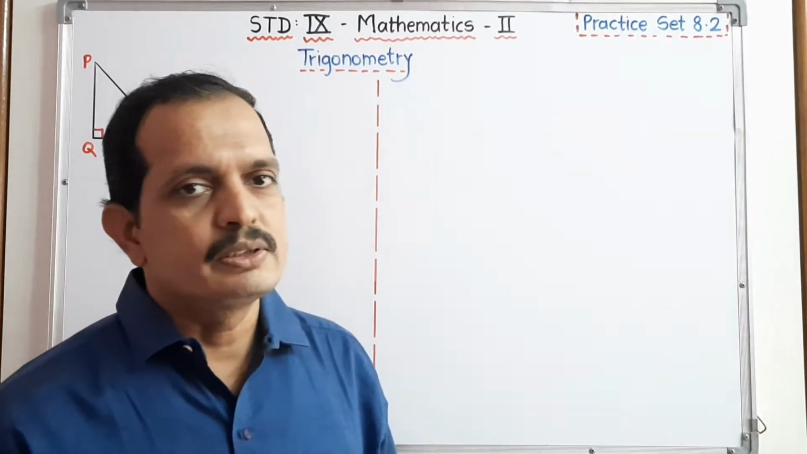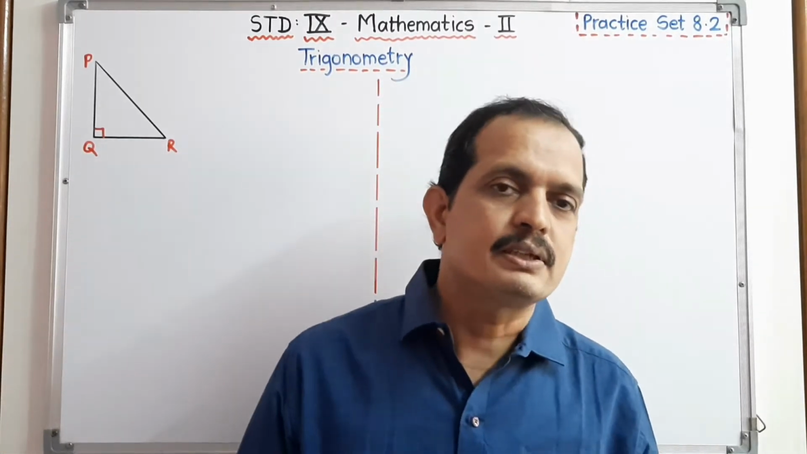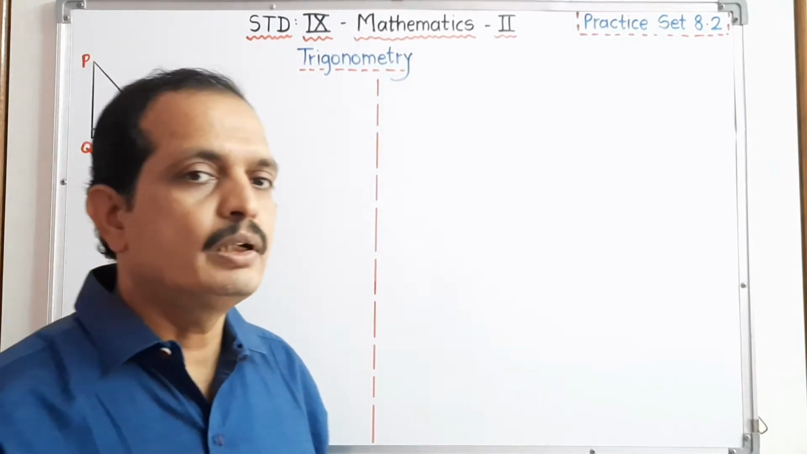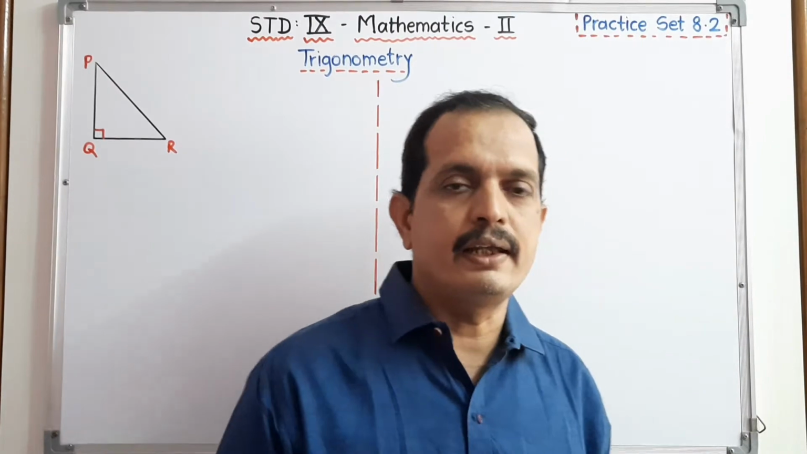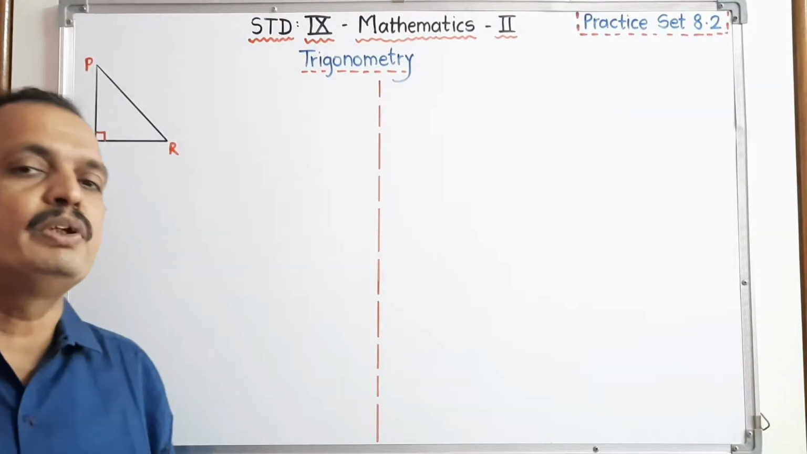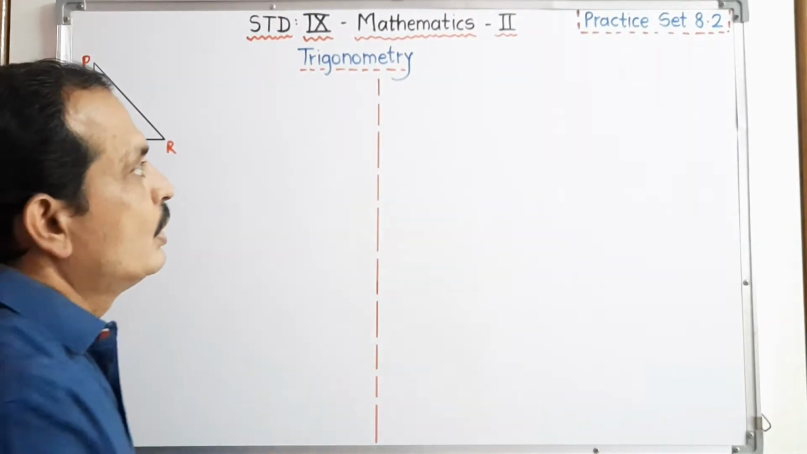Welcome dear students. In the last lecture we completed the basics about the trigonometric ratios. We learned three ratios, that is sine, cos and tan. Today we have to learn the relation between these trigonometric ratios: sine, cos, tan. All of you know that.